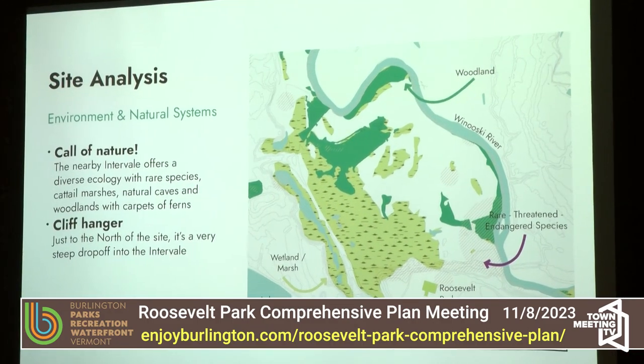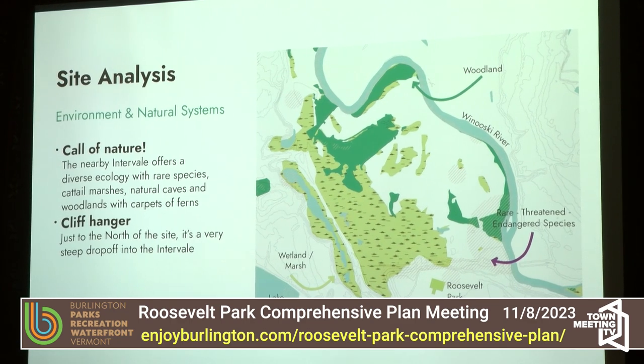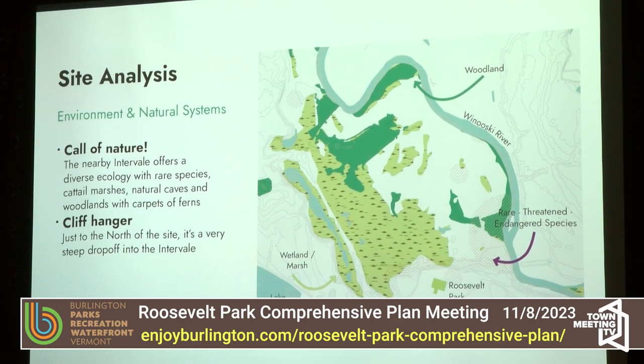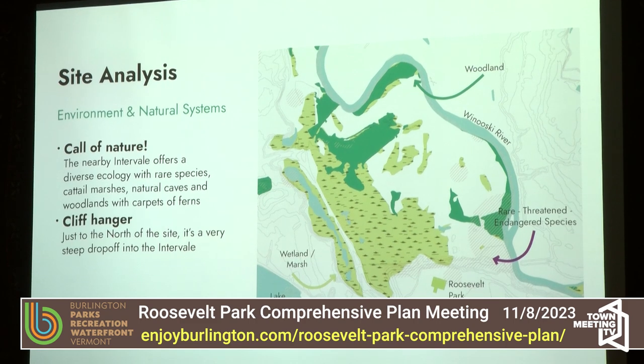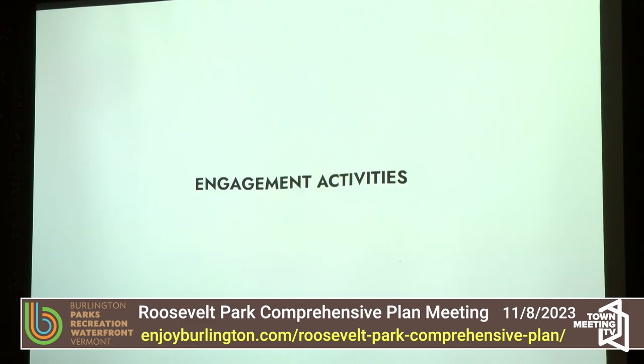So, just to the north, we have the Winooski River, the floodplain, all the marshes down there, the salmon caves. Salmon caves? Salmon falls? Did I get that right? I've said enough on that.